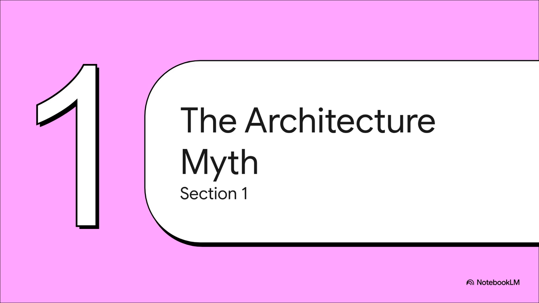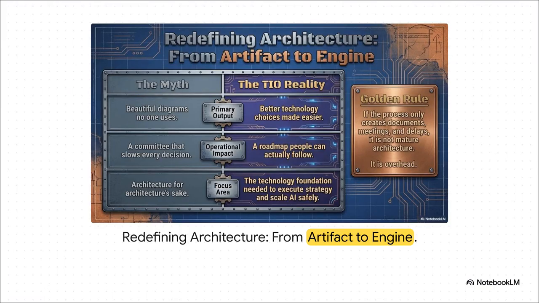It is definitely time to clear the air about the stereotypes that make executives so skeptical of enterprise architecture in the first place. And this brilliantly illustrates why we need a fundamental shift. We've got to move away from this myth of architecture being just beautiful diagrams that nobody actually uses. It needs to be an engine. It's not just an artifact on a shelf. At the end of the day, its primary output is actually incredibly simple: making better technology choices easier.